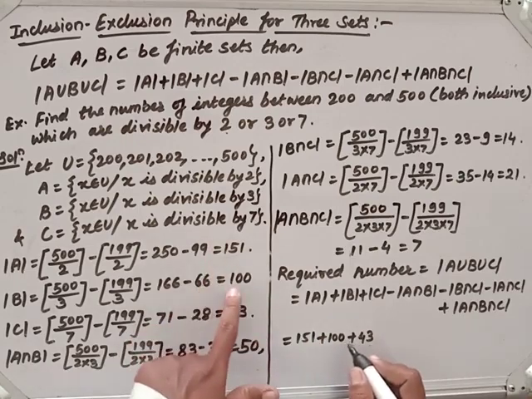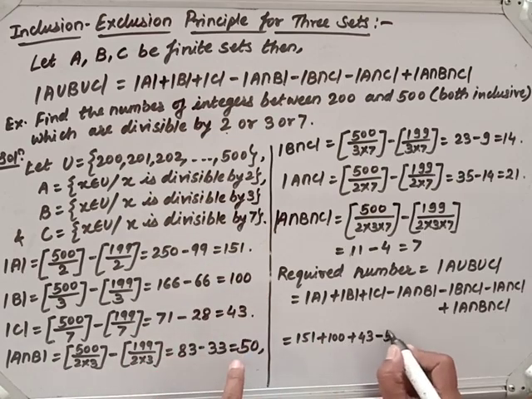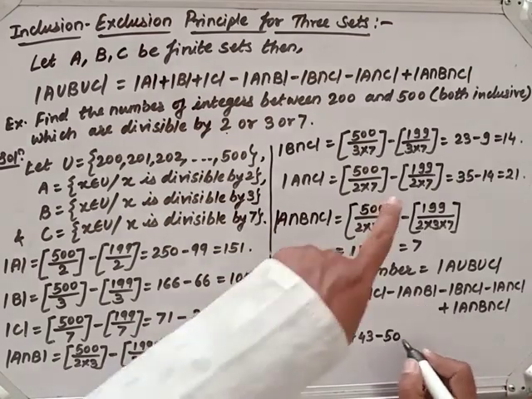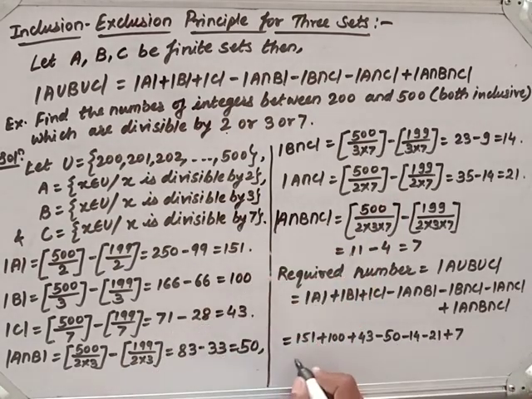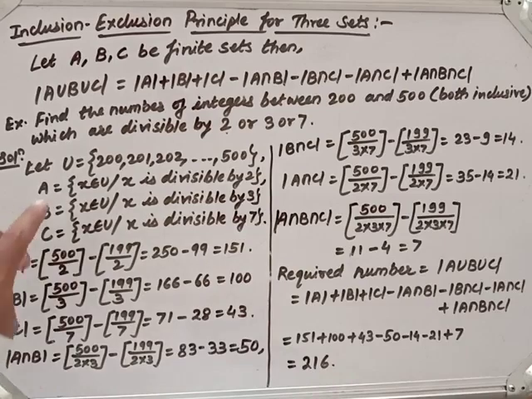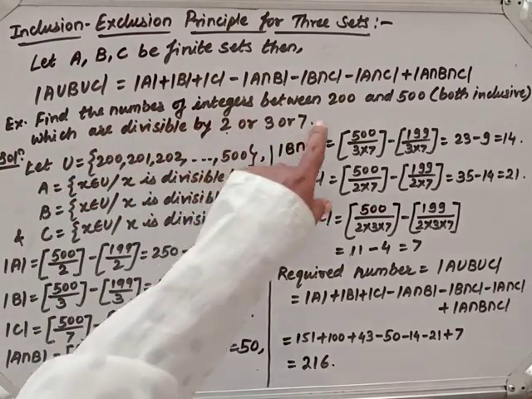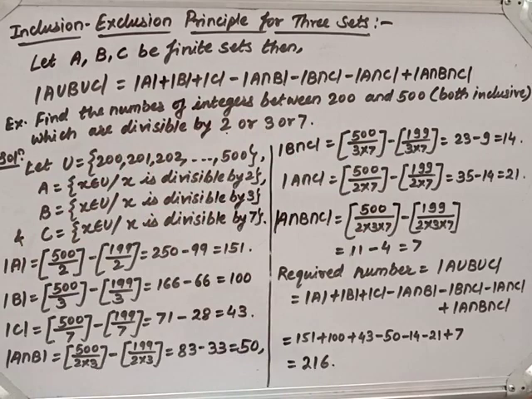Now 151 plus 100 plus 43 minus 50, we have to subtract this one, minus 14 minus 21 plus 7. So this total I have done, and the answer is 216. So the number of integers between 200 and 500 divisible by 2 or 3 or 7 is 216. This is our answer. Okay, so fine. Now here we will stop. In the next video we will see some more examples on the same inclusion exclusion principle.